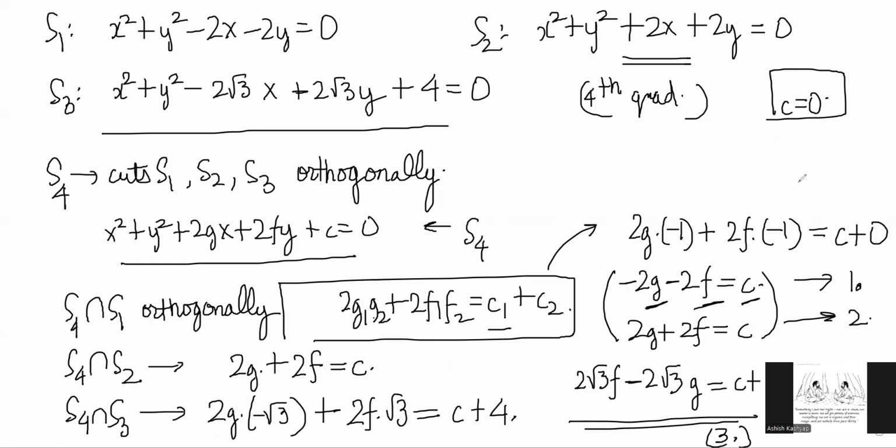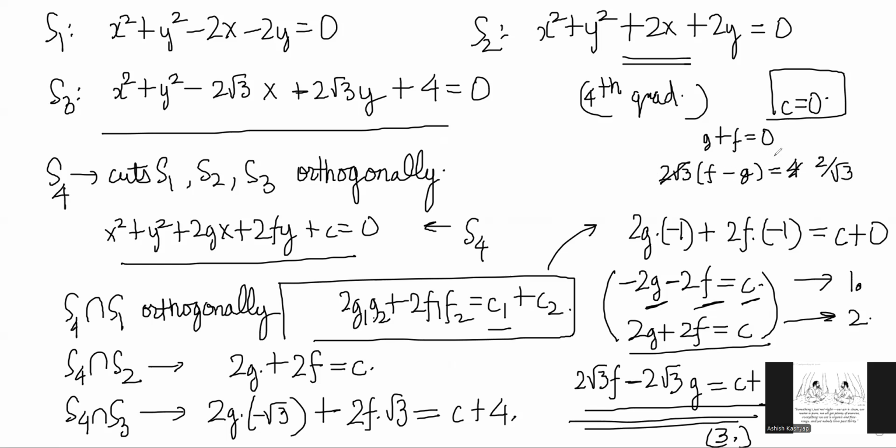So if C is equal to 0, now we are ending up with this equation and this equation. You have G plus F is 0 and you have 2 by root 3 equals F minus G. From here you get 2 by root 3 is F minus G. If you add the two, you get 2F is equal to 2 by root 3. F is equal to 1 by root 3. And therefore G is equal to minus 1 by root 3.